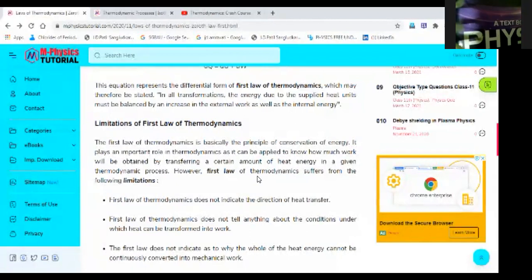What is the first drawback? The first law of thermodynamics does not indicate the direction of heat energy. Second, the law of thermodynamics does not tell anything about the condition under which heat can be transferred into work. Okay. Third, the first law does not indicate that the whole of the heat energy cannot be continuously converted into mechanical energy. Means पूरा heat energy पूरा mechanical energy में convert होता है या नहीं होता है, इसके बारे में हम बता नहीं सकते.